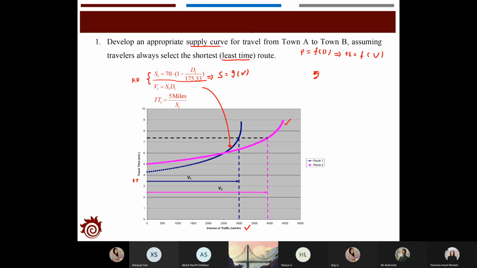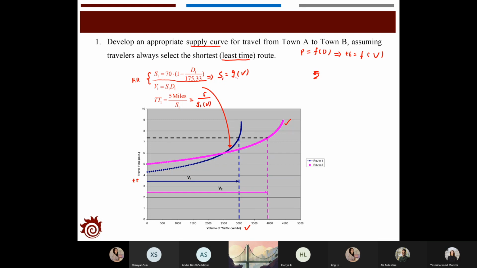And now you can estimate the travel time as a function of the speed. We know that the distance of route 1 is 5 miles. So the travel time from A to B through route 1 is 5 miles divided by the speed, that's 5 divided by S1. So this is the relationship between the travel time and the flow if you replace S1 with a function of V, so that is 5 divided by G1(V).